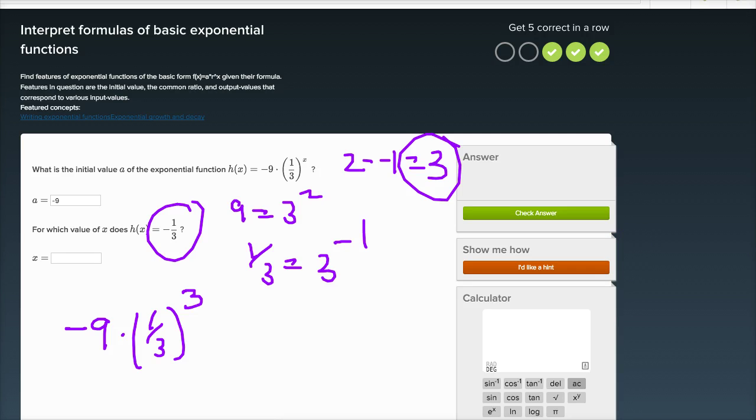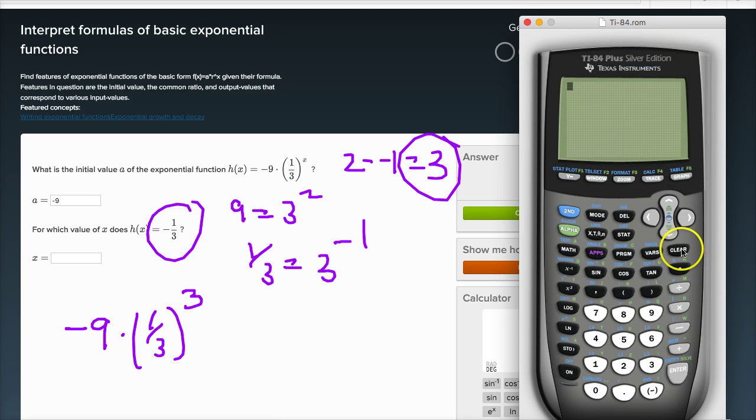Load up this thing right here, because the calculator they gave you is awful. So most of the time, negative 9 times 1/3, and I'm going to raise that to the third power just to see what happens. And there it is, negative 1/3.